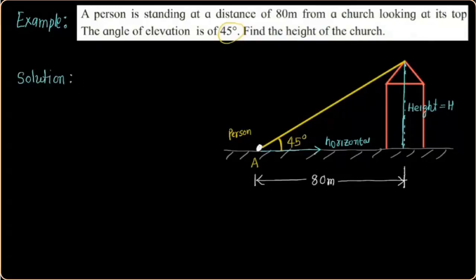So to solve such problems, we need the trigonometric ratios first. So we have already defined trigonometric ratios for a right angle triangle. This is theta. This is called the adjacent side. This is called the opposite side. And this is called the hypotenuse.